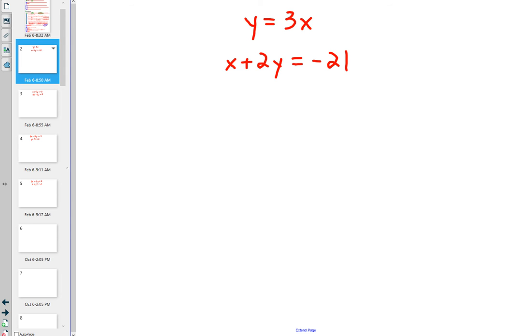I have 1, 2, 3, 4 variables. Jade, it does not matter which one. And we're used to having y by itself. It doesn't necessarily have to be a y. But in this case, I do have a variable that's already by itself. So I'm going to use substitution. When I see a variable by itself, it only has to be one variable in one equation, I'm going to use substitution.